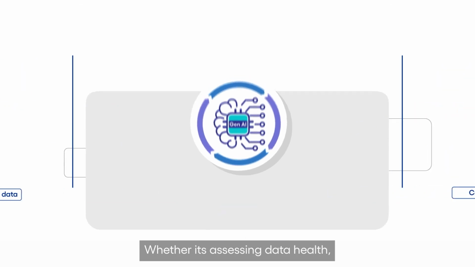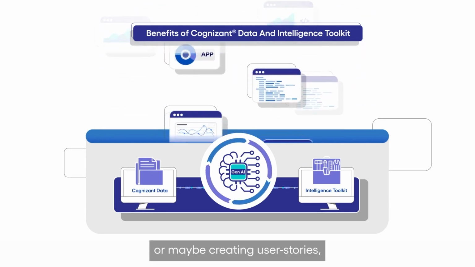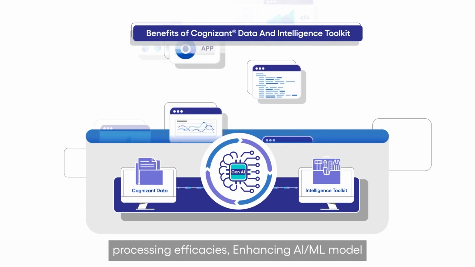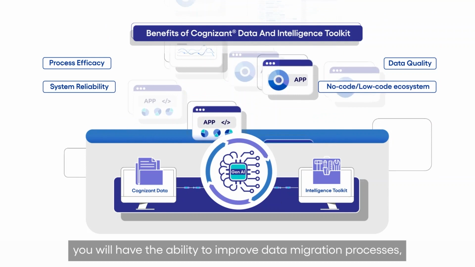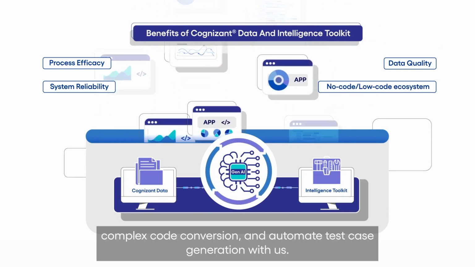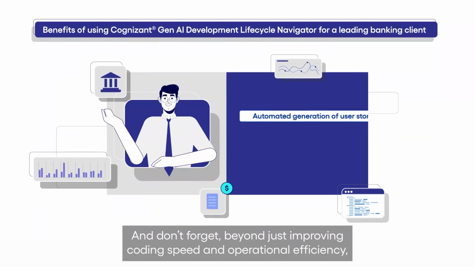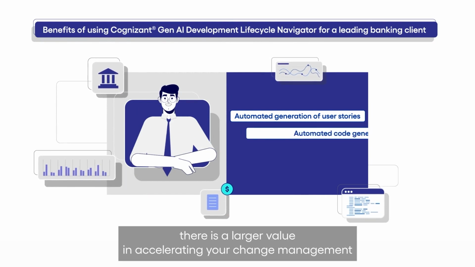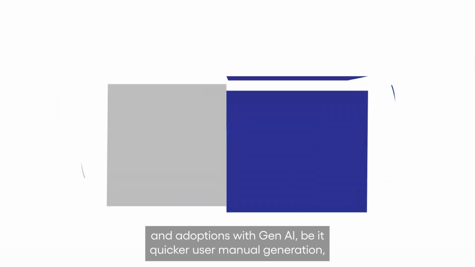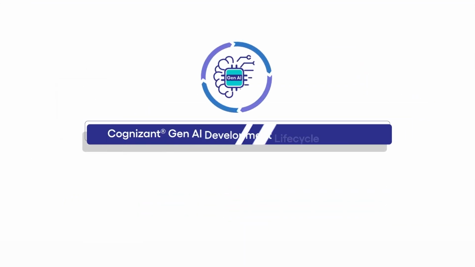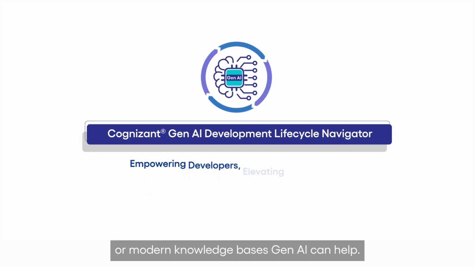Whether it's assessing data health, generating DQ rules, autonomously generating glossaries, or maybe creating user stories, processing efficacies, enhancing AI/ML models, you will have the ability to improve data migration processes, complex code conversions, and automate test case generation with us. And don't forget, beyond just improving coding speed and operational efficiency, there is a larger value in accelerating your change management and adoption with GenAI. Be it quicker user manual generation, or creating personalized SOPs, or modern knowledge bases, GenAI can help.